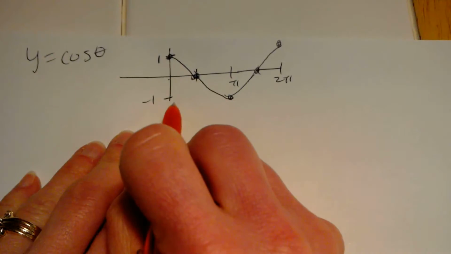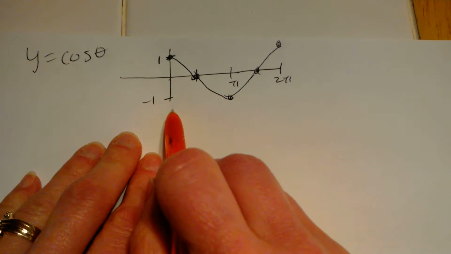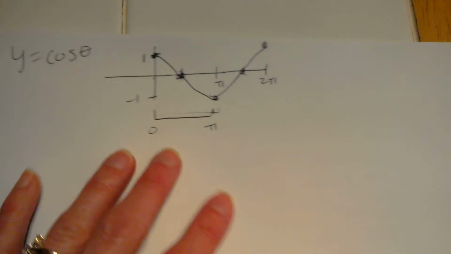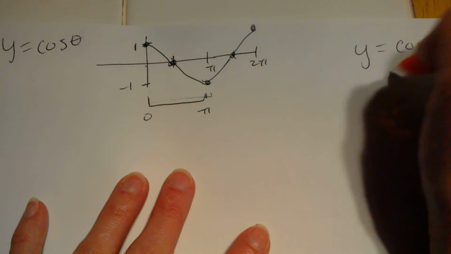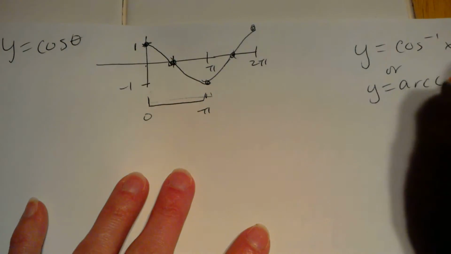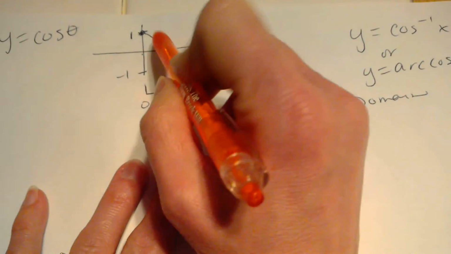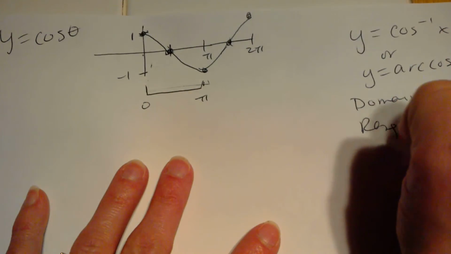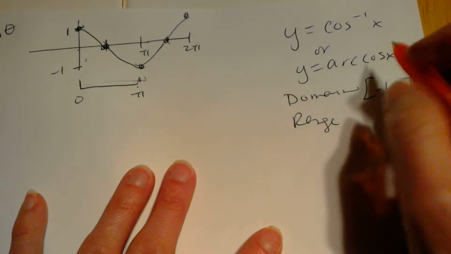Now again, it's not a one-to-one function. So we're going to restrict it. We're going to restrict from here to here. Okay, so we're going to look at from 0 to pi. So my inverse function, which we can write as arc cosine, is going to be my domain. So my range here is from -1 to 1. So my domain is -1 to 1. And my range is where I restricted it, from 0 to pi.